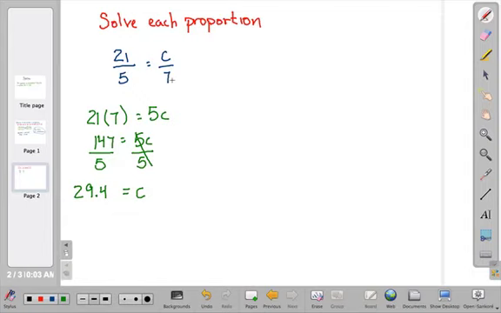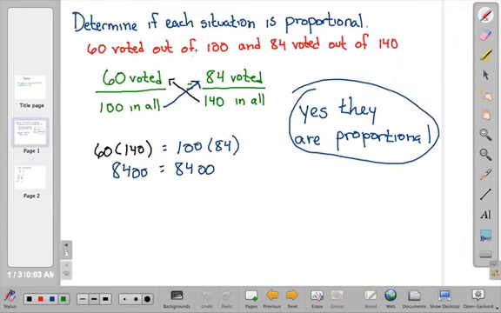So those are the two kinds of questions that you're going to see. You either need to solve proportions, so you're going to need to use a little bit of cross multiplication and algebra to solve for the variable, or you're going to have to determine if two ratios are proportional or not, and that's when you use cross multiplication and you see if they're equal. And remember, you need to have the work along with your answer.